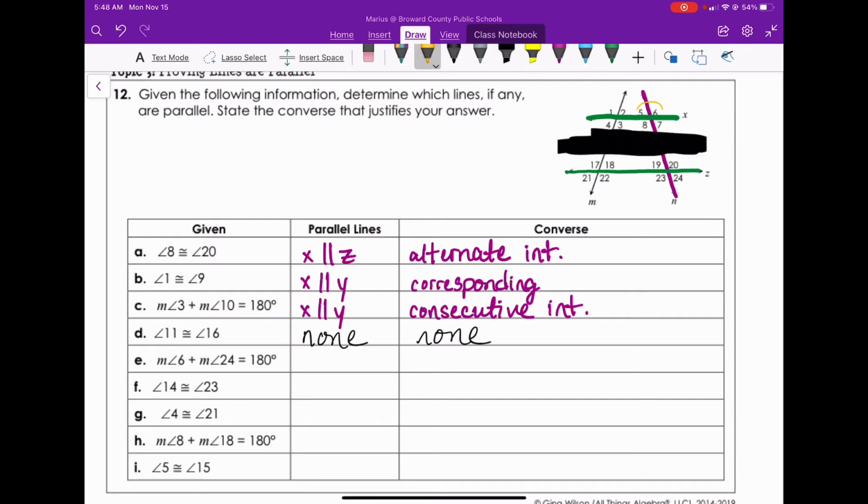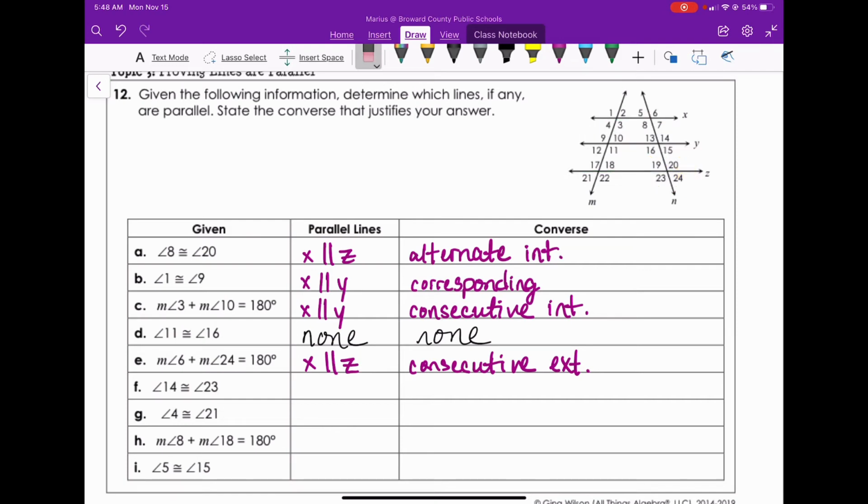And let's do our circles. Angle 6 and angle 24. They're both outside the two green lines, X and Y, which makes them exterior. However, they're both on the same side of line N, which is the purple line. So they're consecutive exterior angles. Consecutive exterior angles. And that makes the two lines that are parallel line X and line Z. Okay, let's keep it moving.